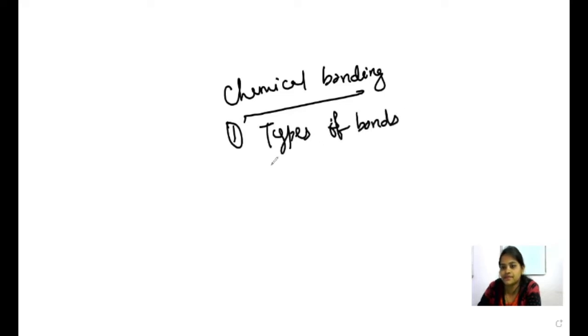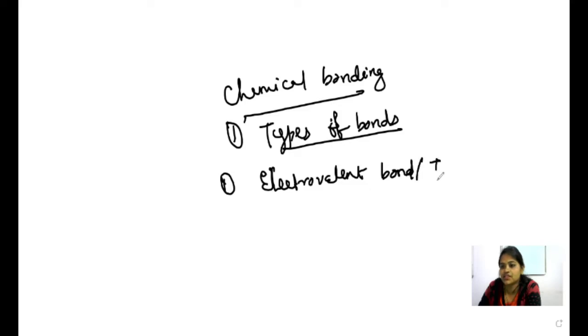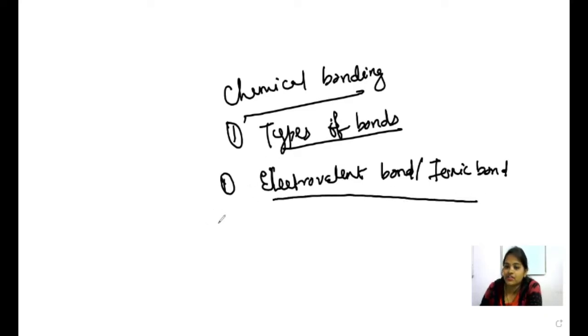So, types of bond. First we will discuss the electrovalent bond, which is also known as the ionic bond. Okay, so let's start: ionic bond.